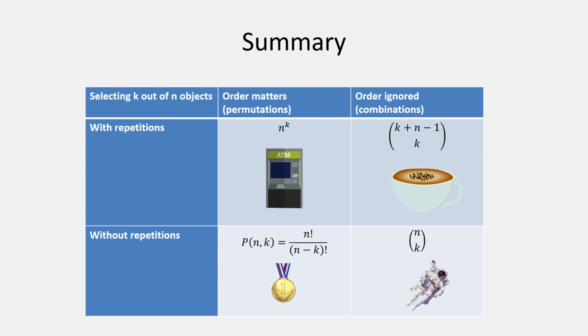If we allow repetition but don't care about the order, we have this objects and dividers example, combinations with repetitions, where the formula is number of, let's say, people making an order plus number of categories they can choose from minus 1, choose the number of people making the order. And finally, if we don't care about order and we don't care about repetitions, we get n choose k, which is n factorial divided by k factorial times n minus k factorial.